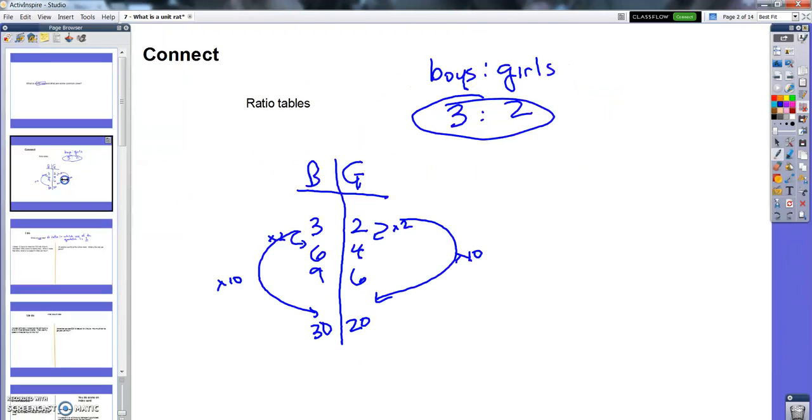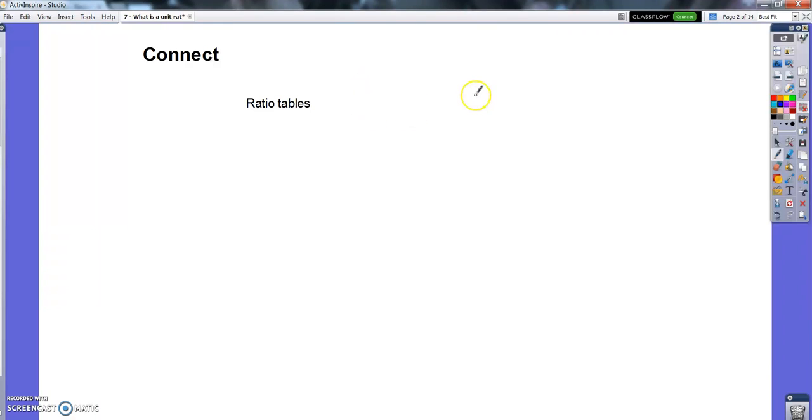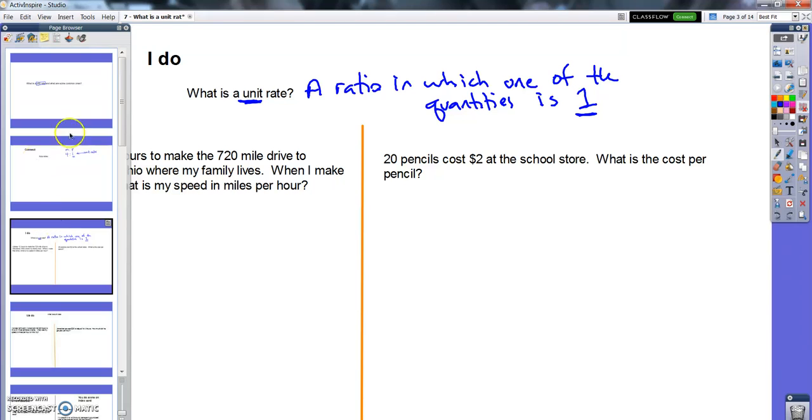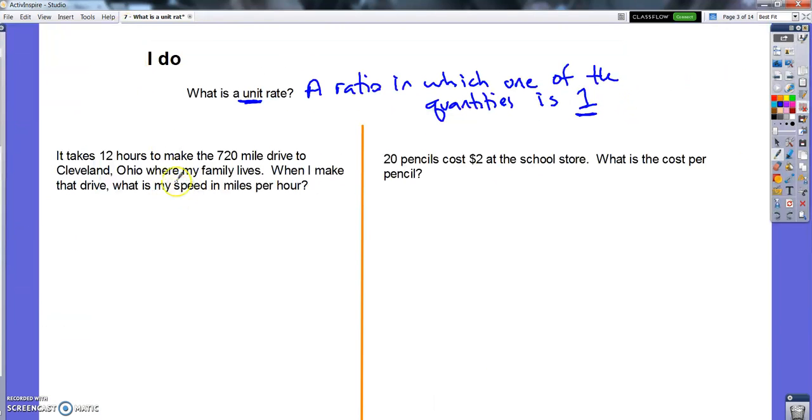So like I went back to my boy-girl one. A while ago, I did one about science professors in college, and I said there was a ratio of 4 men to 1 woman. That is a unit rate, or a unit ratio, because one of the values is 1. For every 1 female, there are 4 males. So anytime I have a ratio with a 1 in it, I have a unit rate. We calculate those pretty often, and I want to introduce you to a couple of common scenarios that involve unit rates. One's driving.